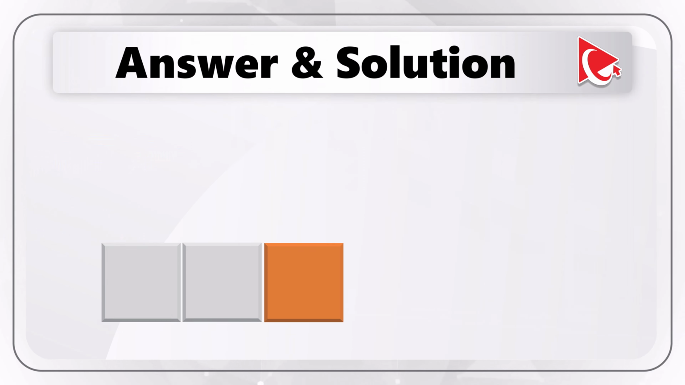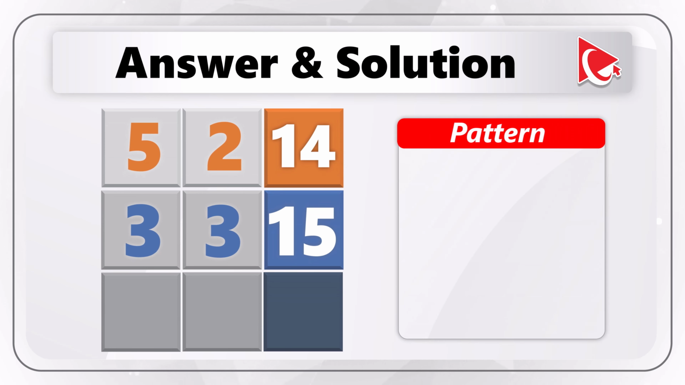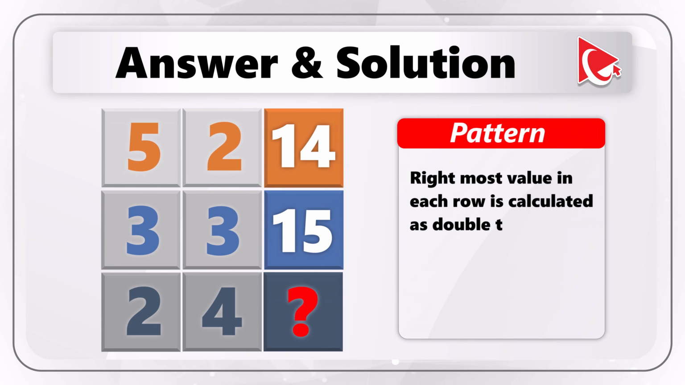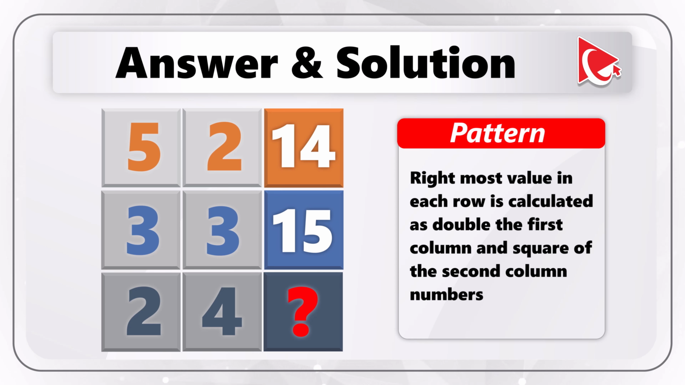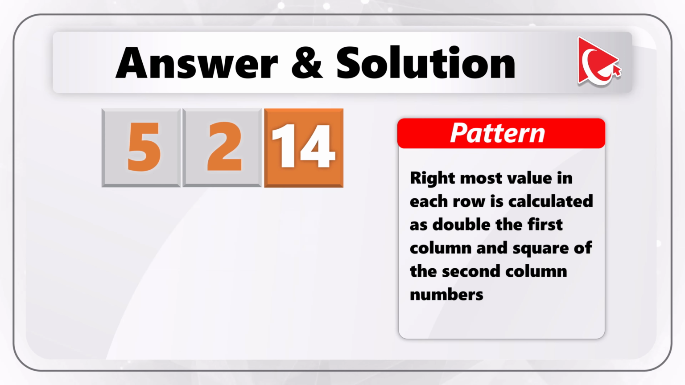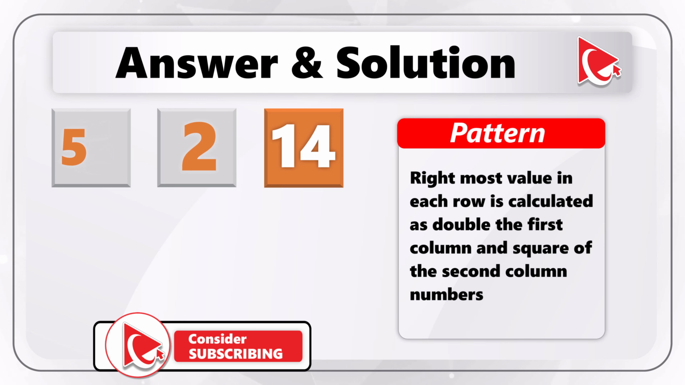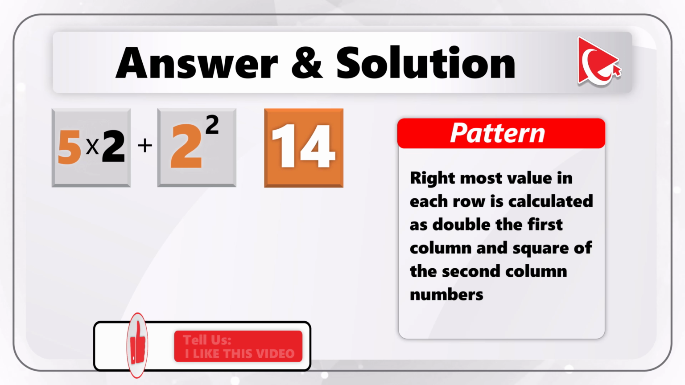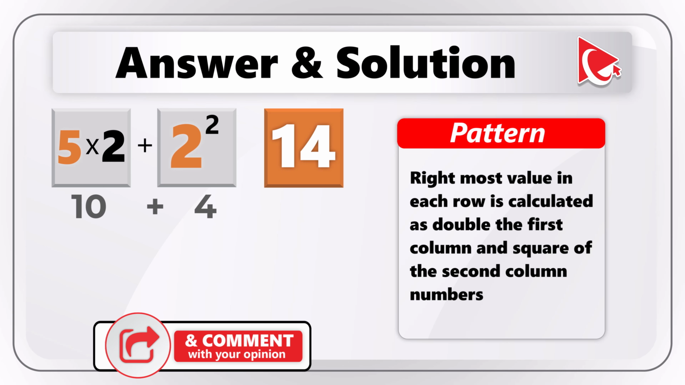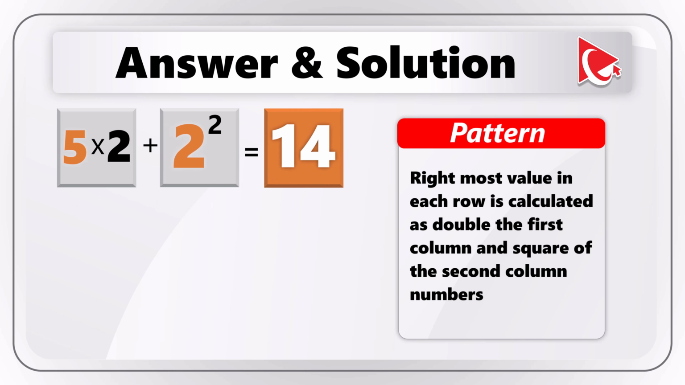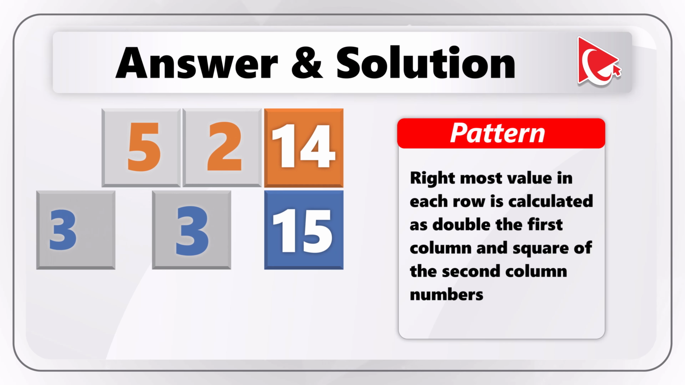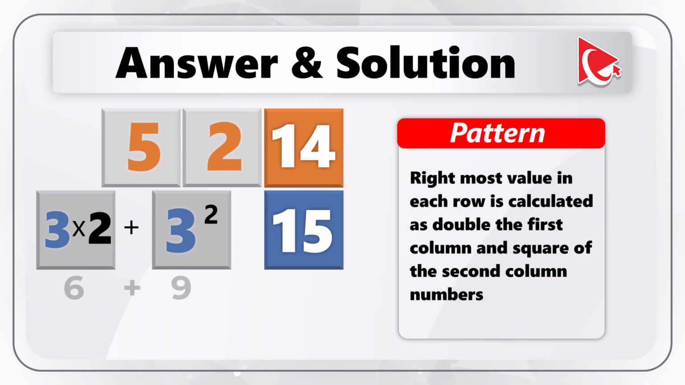I think the pattern here is that the rightmost value in each row is calculated as double the first column's value plus the square of the second column's number. Let's look at the example. For the first row, the calculation is 5 multiplied by 2 plus 2 squared, which equals 10 plus 4, and the end result is 14. For the second row, the calculation is 3 multiplied by 2 plus 3 squared, which equals 6 plus 9, and the end result is 15.